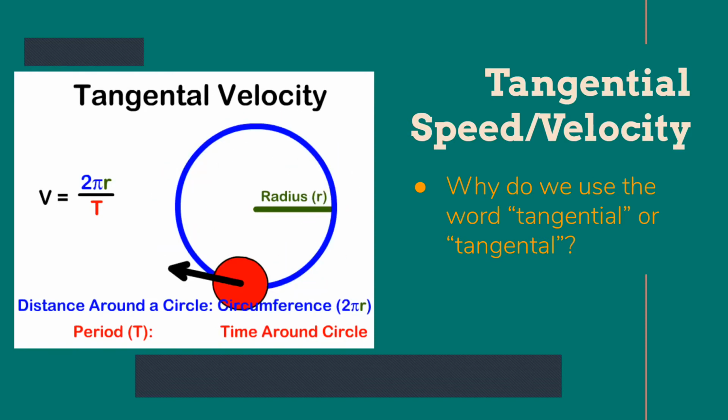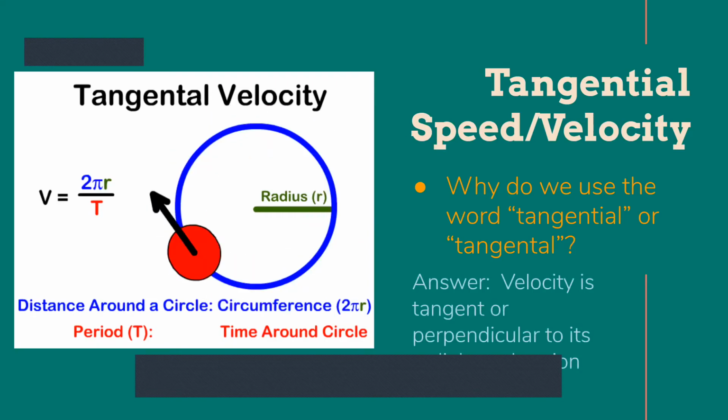And that's why we use the word tangential, which is perpendicular. It's always perpendicular to the radius. The velocity's direction is always perpendicular. And it's also a vector, right? Because it's velocity. If it's speed, it's not. If it's velocity, it does take direction into consideration. And also basically what I said, velocity is tangent or perpendicular to its radial acceleration. Radial acceleration is basically centripetal acceleration, which you guys will see later.